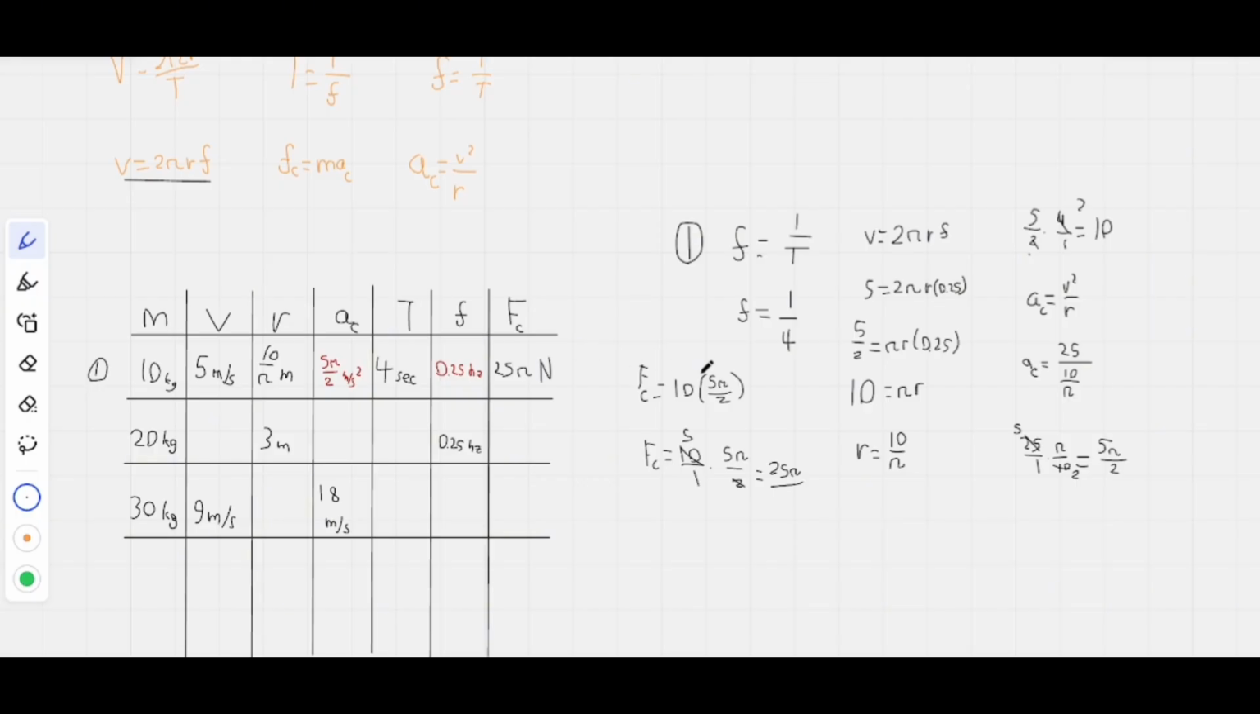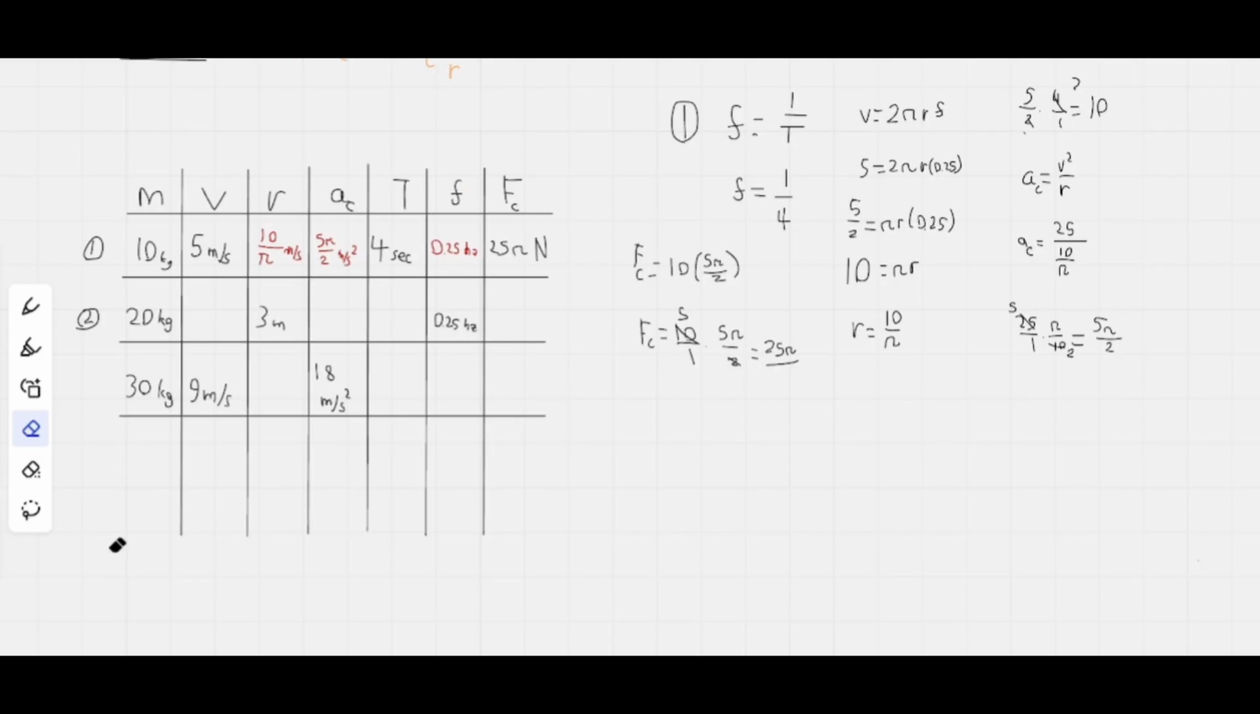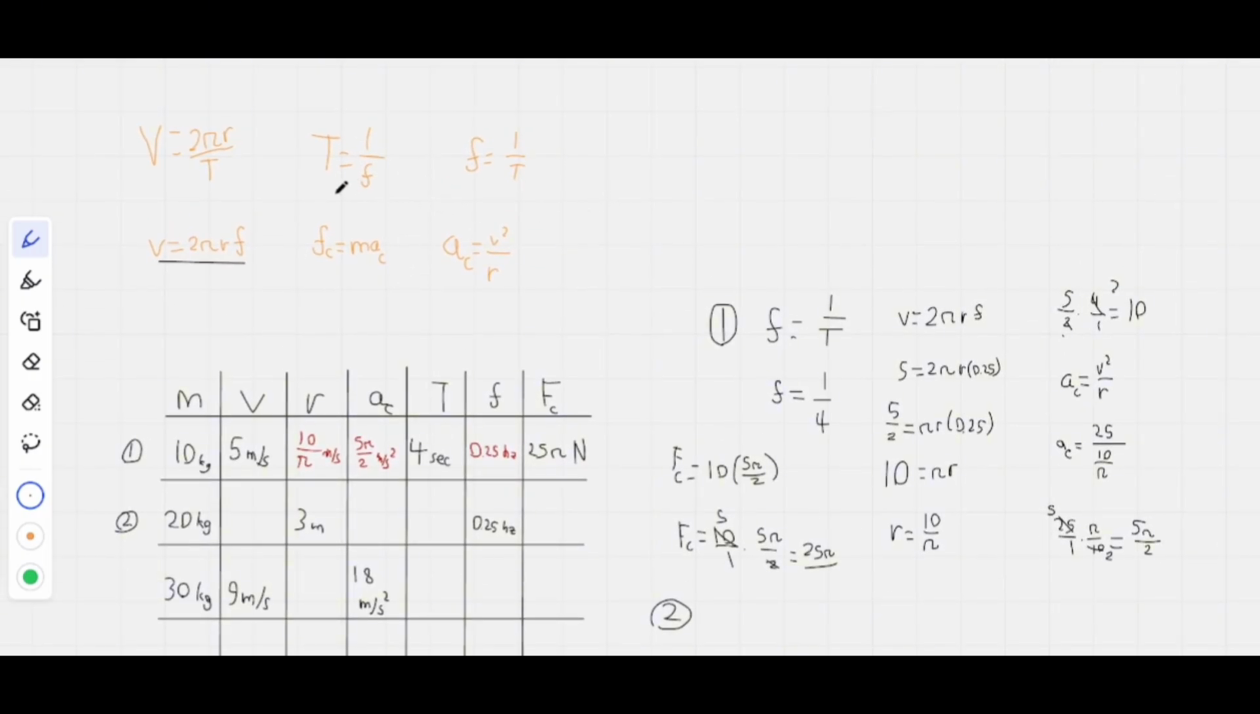Now if you want, pause the video and figure out questions 2 and 3. Okay, now that we're back, we can start question number 2. Now, for question number 2, we are given a mass of 20 kilograms, a radius of 3 meters, and a frequency of 0.25 hertz. Now, I see one of either frequency or time, and I immediately go to these formulas right here. Easiest thing you can start off with.